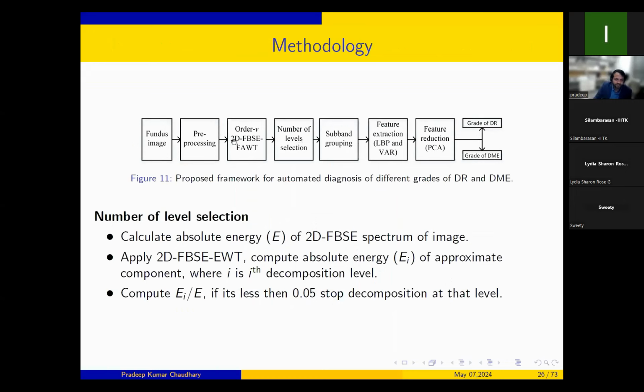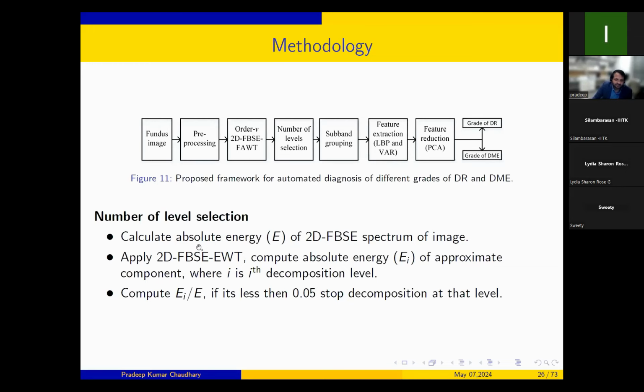We have pre-processed it, applying histogram equalization so that all the images have the same histogram. Then we have applied the flexible analytic wavelet transform, and we must know at what level of decomposition we should go. So we have set a criterion to select the level of decomposition. We have gone through different types of subband grouping, which I'll shortly discuss. Then we find the interrelation between the pixels, which we call local binary patterns, and the variation between the neighborhood pixels. Those features have been used for grading.